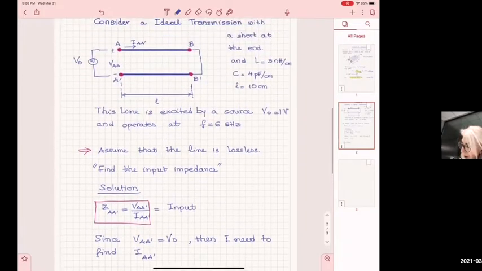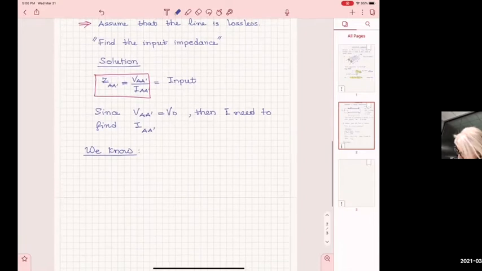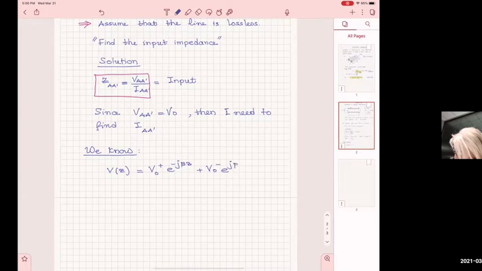The solution on this line, V of Z or I of Z, it does not matter, I will write both just as a review. So we know, first of all, that V of Z in this line has two components: V naught plus e to the minus j beta z, plus V naught minus e to the j beta z. Is that correct?